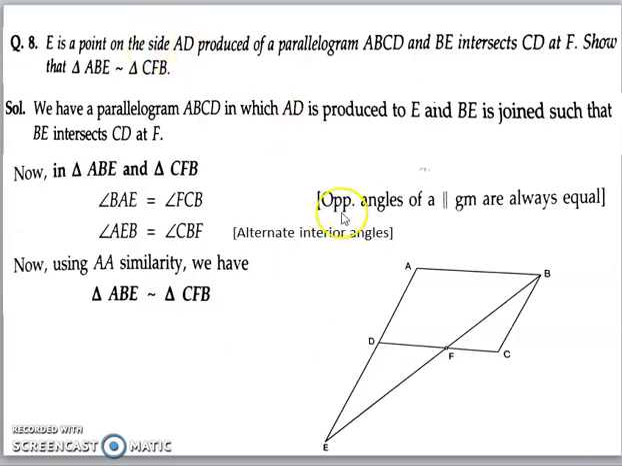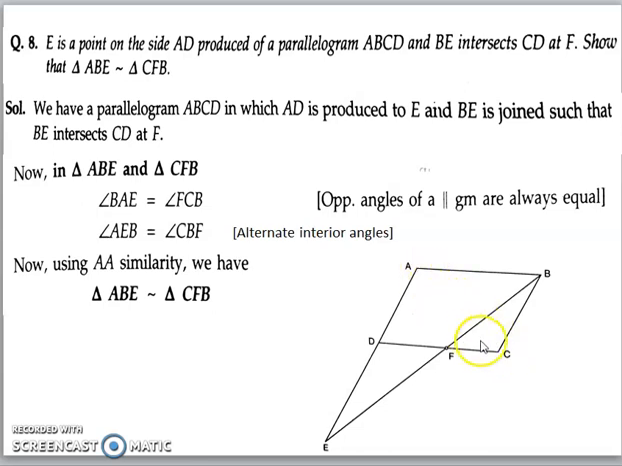So E is a point on the side AD produced of the parallelogram ABCD. BE intersects CD at F. Show that triangle ABE is similar to triangle CFB. So here you can use parallelogram properties, that is, all opposite sides are parallel, opposite angles are equal.